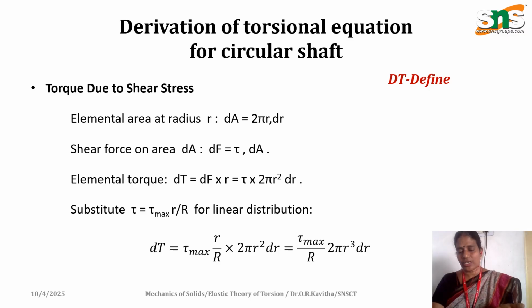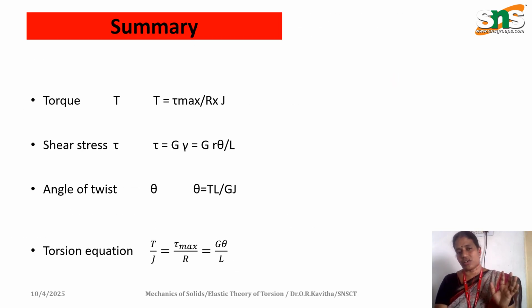If you substitute, you know that tau equals tau max into r divided by R. So this is a linear distribution. Whenever you substitute this, you will finally get tau max by R into 2 pi r cube into dr. So this is the elemental torque. Next, after substituting everything in this equation, you will get the torsional equation: T by J equal to tau max by R equal to G theta by L.